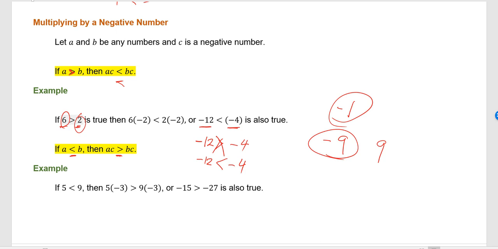So if 5 is less than 9, right? Then 5 times minus 3 is greater than 9 times minus 3. Why? Again, because when you multiply 5 times minus 3, you get minus 15, right? When you multiply 9 times minus 3, you get minus 27. And which of these is the greater number? Well, it is the minus 15, right? So I had to flip the sign from here to here, the inequality sign. Okay?